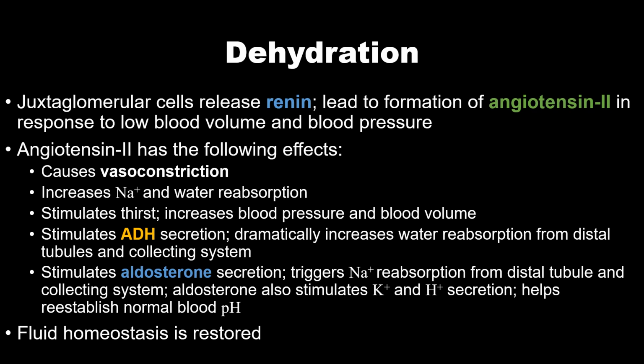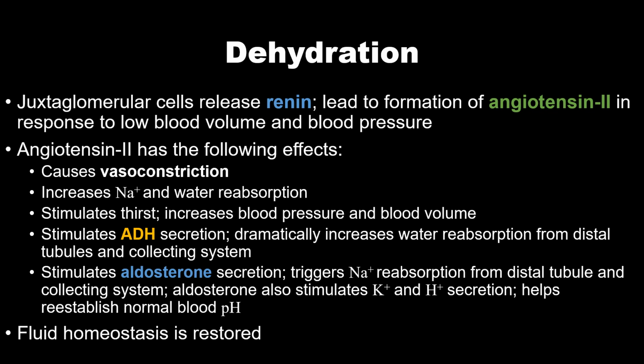After that, you've got juxtaglomerular cells releasing renin, which leads to the formation of angiotensin II, because the lower blood pressure and lower blood volume trigger that renin release. Angiotensin II has several effects, the most immediate of which is to increase blood pressure through vasoconstriction. It also acts on the proximal tubule, increasing fluid retention by the kidneys, and the main method it does that is by stimulating sodium ion reabsorption. Finally, it also stimulates thirst, which is going to lead to increased water intake if conditions permit.